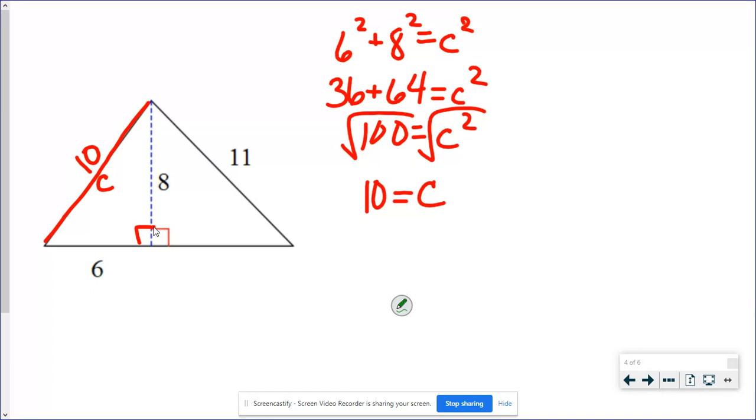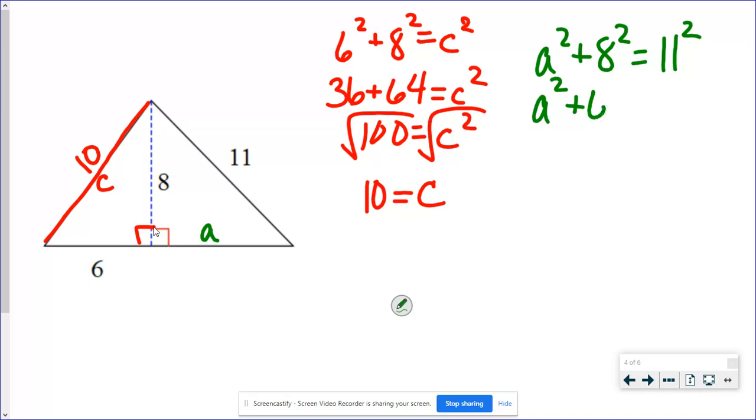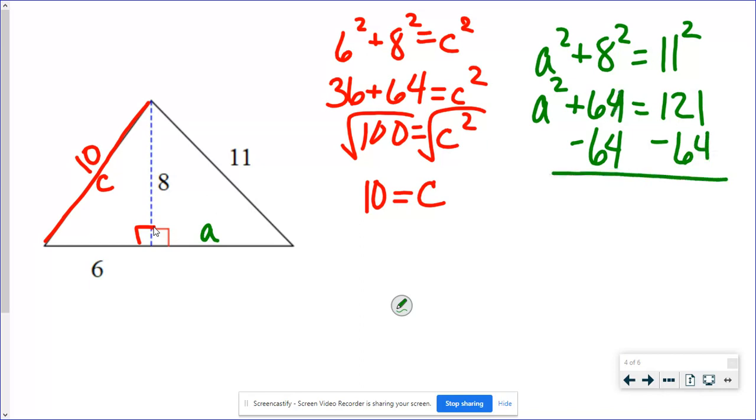In the right triangle, the side that's missing is one of the legs. It's touching the right angle. Again, I'm going to just call that an A. So I'll have A squared plus 8 squared equals 11 squared. And then we'll get rid of our 64. So 121 minus 64 is going to be 57.